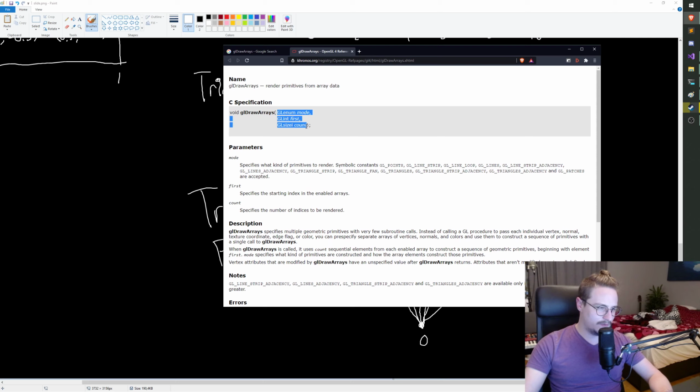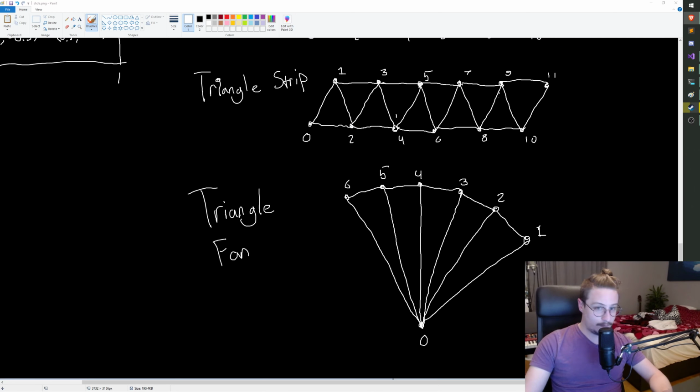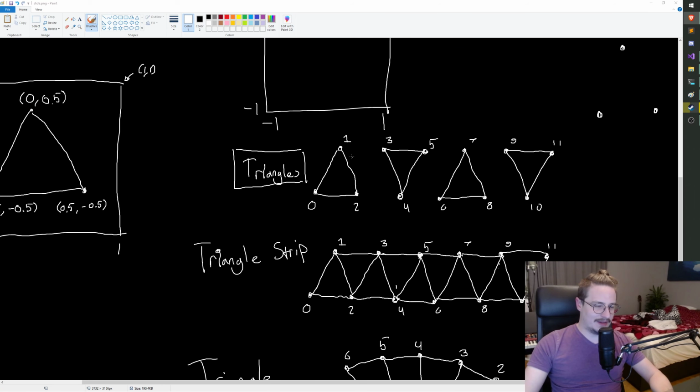Great. And what are the other two arguments here? So it's first and then it's count. So first, you can think of it in two ways. Either is which vertex are we starting on. So you can imagine if instead of doing 0, I said, okay, first it's going to be 1. Then it will actually start at 1.